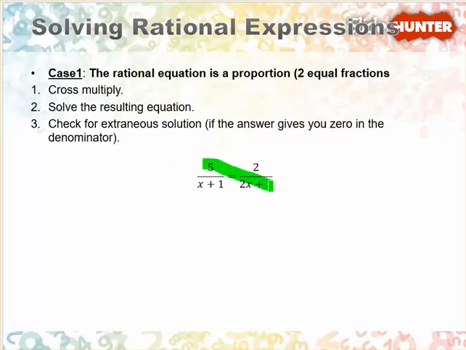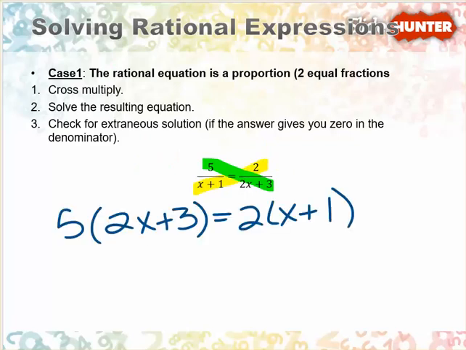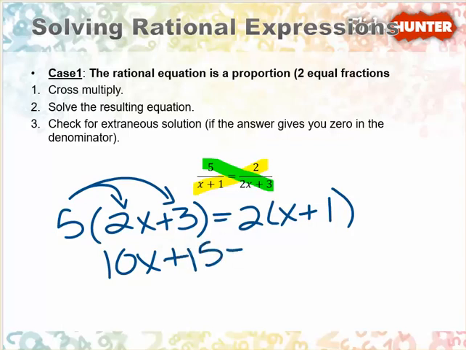We will take 5 times 2x plus 3 and x plus 1 times 2. So we multiplied on the diagonals and set them equal to each other. Now we're going to simplify. We have to make sure we distribute. So 5 times 2x is 10x. 5 times 3 is plus 15 equals, again, distribute over here, 2x plus 2.